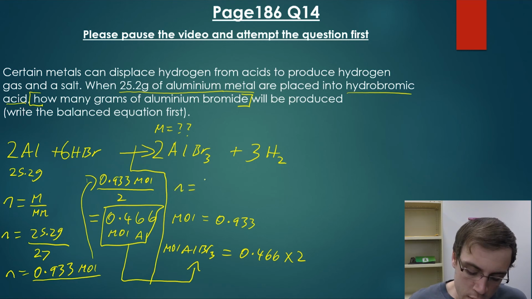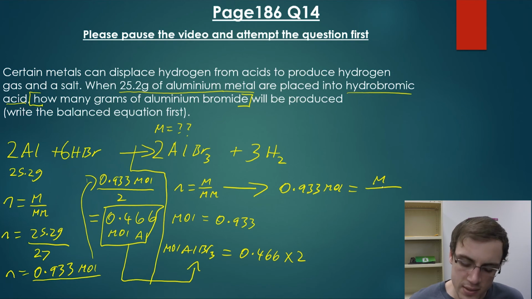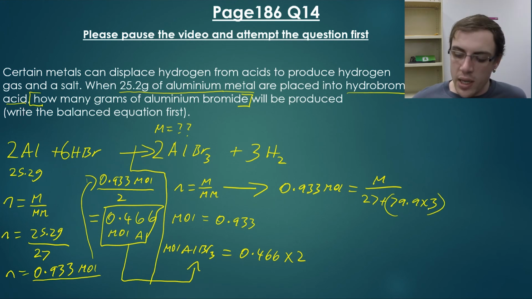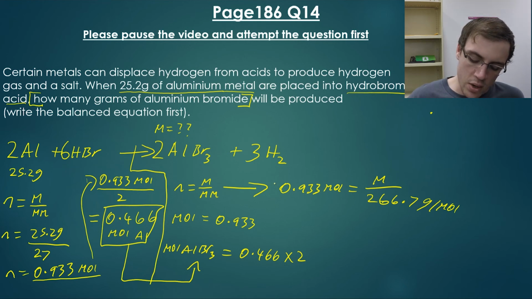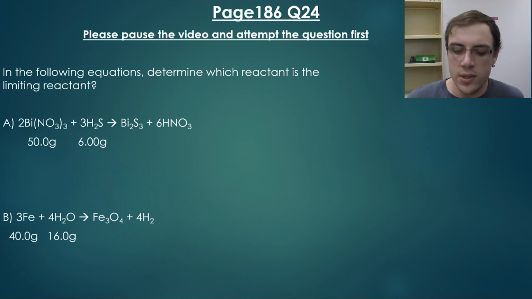So now we have our moles, we can convert it into a mass. Moles is equal to mass over molar mass. So 0.933 mole is equal to the mass, which we don't know, divided by the molar mass. Again, with our molar mass, we have 26.98, and we have 79.9 times 3 because there are 3 bromides. We have 79.9 times 3 plus 27, and that will give us a molar mass of 266.7 grams per mole. So we move this over to the other side, and that will give us 248.8 grams.